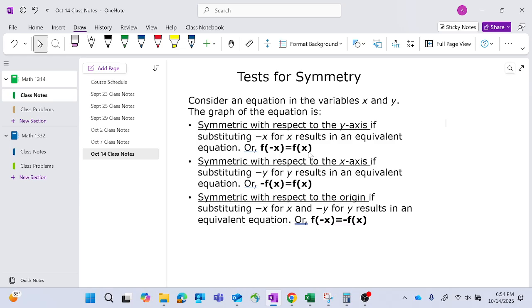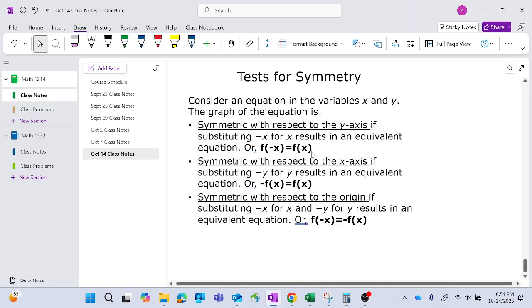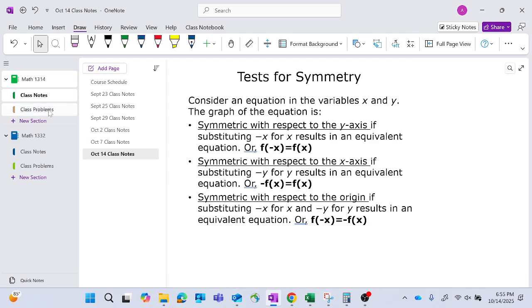Yeah, you guys? No? Okay. Are we good? Anyone still copying? Okay. Let's do some examples now.